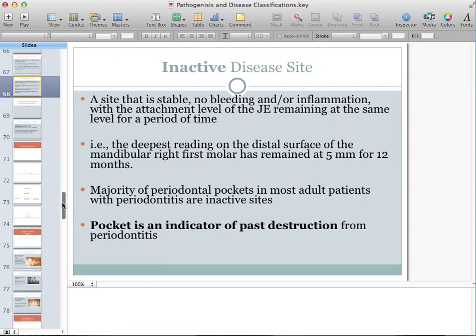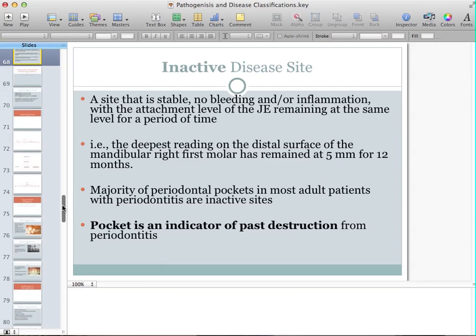Inactive disease site, a site that is stable or healthy, no bleeding, no inflammation, with the attachment level of the JE remaining at the same level for a period of time. So, for example, the deepest reading on the distal surface of the mandibular right first molar has remained at 5 millimeters for a year. Majority of periodontal pockets in most adult patients are inactive. A pocket is an indicator of past destruction of perio.